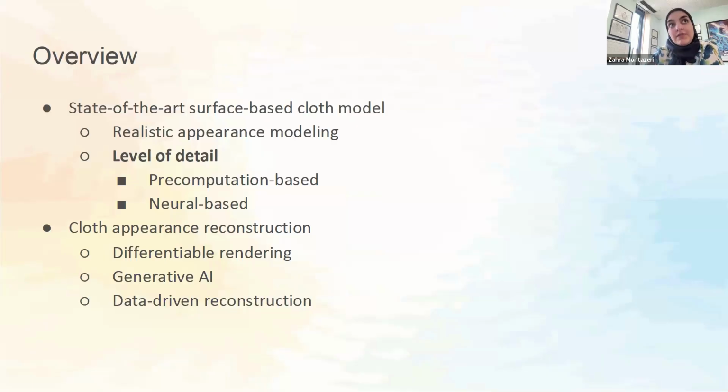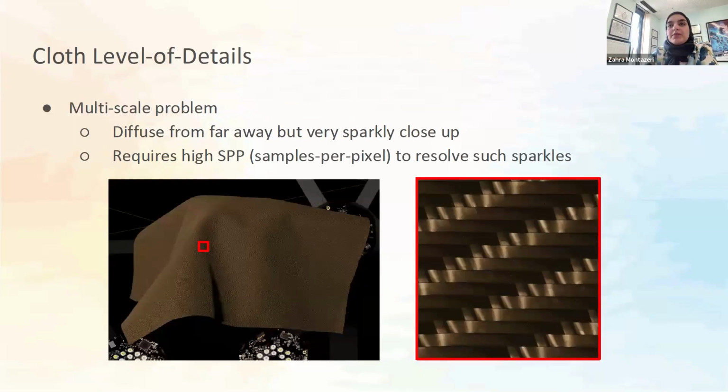Now let's discuss level of detail. By level of detail, we mean, can we zoom in and still see proper detail, or is it just going to be blurred out? So this is the level of detail we expect to see when we zoom in. And of course, it would require high samples per pixel. Otherwise, it's going to have a lot of fireflies, but that's where the problem is. That's why we need a multi-resolution or multi-scale approach.